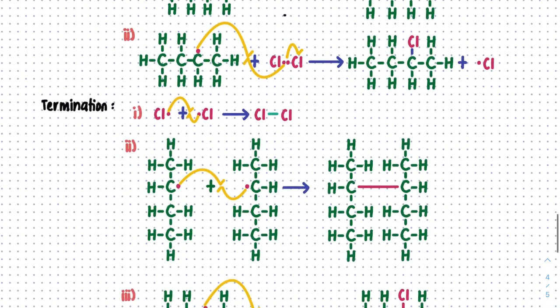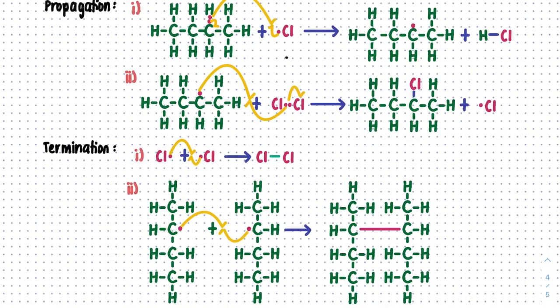Last but not least is termination, where this is the happy ending. For this happy ending, we want to make our radicals happy. In this case, the radicals that formed, one radical with another radical. First, we combine a chlorine radical with another chlorine radical. So we combine them and get Cl2. And then next one, we want the happy ending for the radical from our carbon.